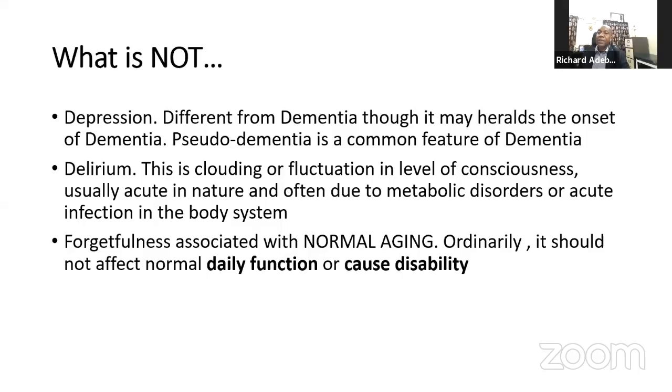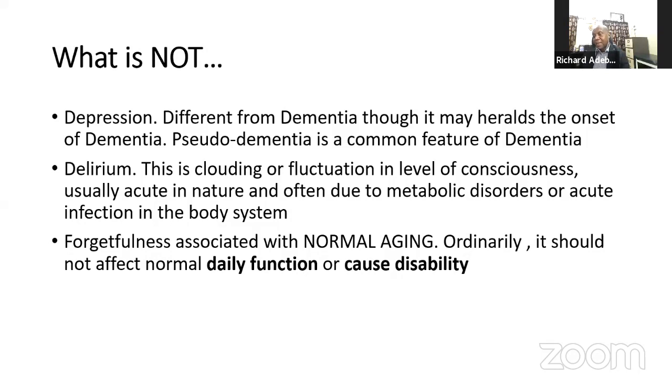Another one is delirium. Delirium is where there's clouding or fluctuation in the level of consciousness, usually with agitation, often due to metabolic disorders or acute infection in the body system. Metabolic disorders like thyroid disorders, diabetes, and other metabolic derangements in the body can make an individual have delirium. And in a delirious state, some people can misdiagnose that as dementia. But we should also understand that an individual having dementia can also have other medical problems and may also have delirium. So sometimes delirium can occur in an individual suffering from dementia, but definitely it's not the same thing.